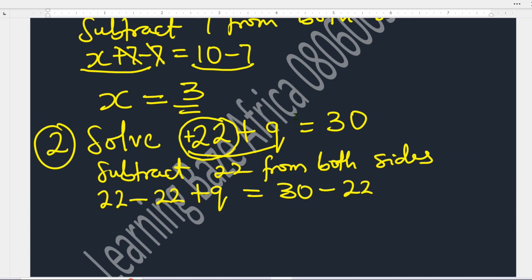Whatever you're doing to the left, you have to do it to the right side. We call it the balancing method, all right? So 22 minus 22 will give us 0. We will be left with the letter q. That's plus q equals 30 minus 22 is equal to 8. So the value of the unknown in this equation is known as 8. The answer is 8. So I hope you understand.